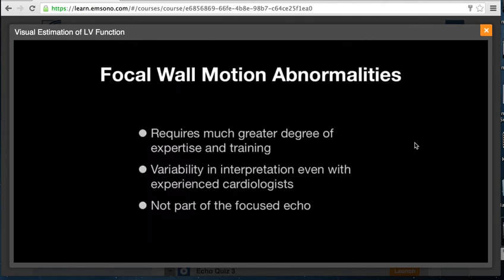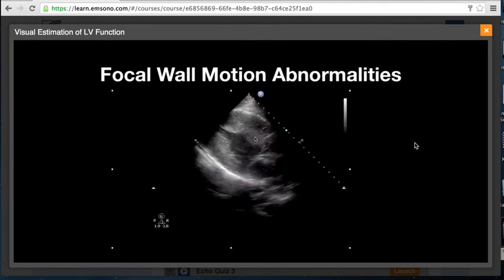Focal wall motion abnormalities require a much greater degree of expertise and training in order to interpret, and there's variability in interpretations even with experienced cardiologists, so therefore this is not going to be a part of the focused echo that we're covering in this lecture.